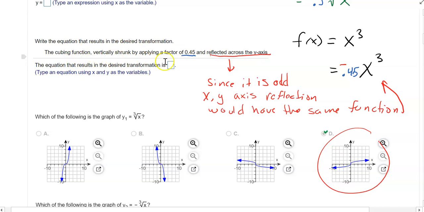Here we have a cubing function. Here we have a reflection across the y-axis. So here's something to watch out for. And we have a factor of shrinking it vertically at 0.45. So we see we change that function simply by doing that.